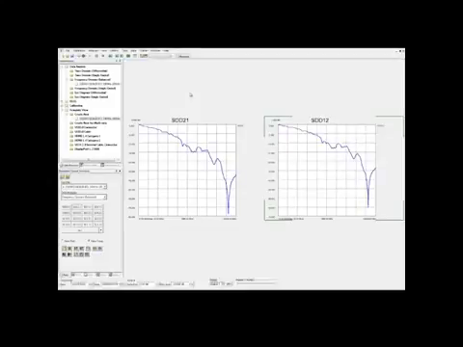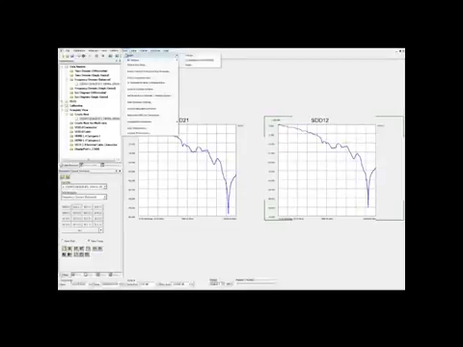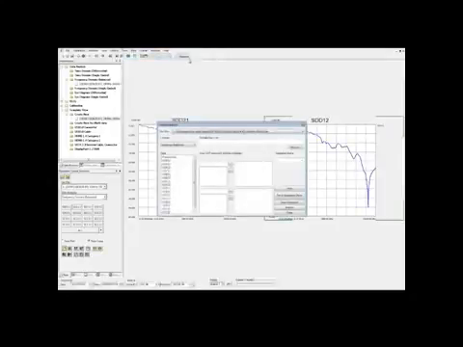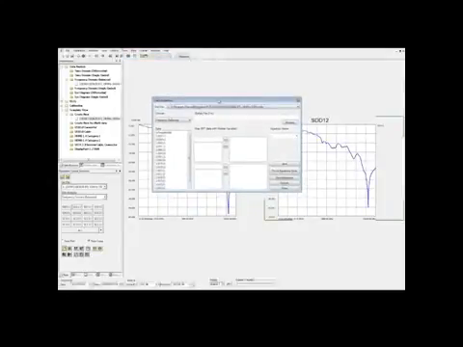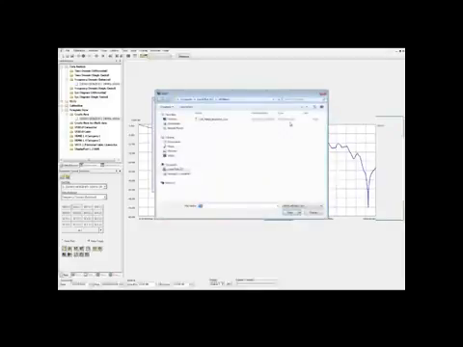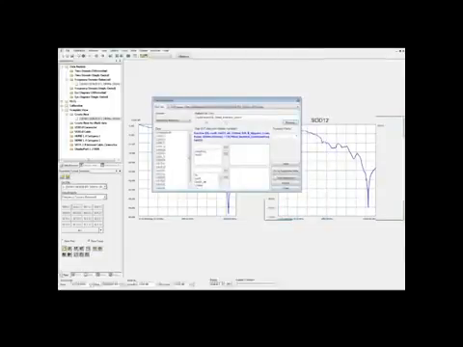So once we look at the differential insertion loss, what we're going to do is go to Tools, Math, Collaborate with MATLAB. Here is where we browse and find the MATLAB code that we're going to leverage, CEI fitted insertion loss. This is the actual MATLAB code, the .m formatted file.